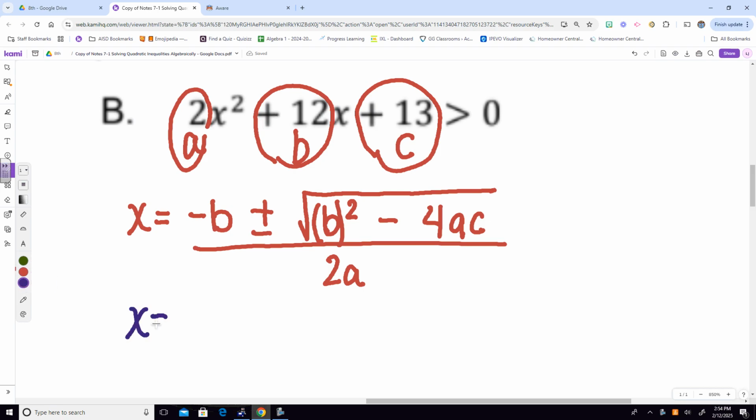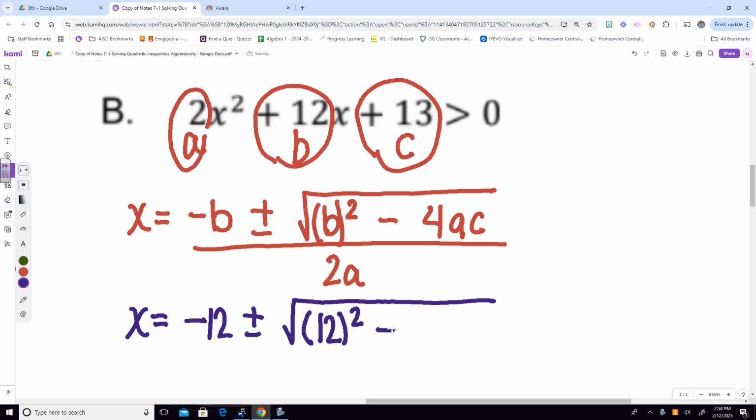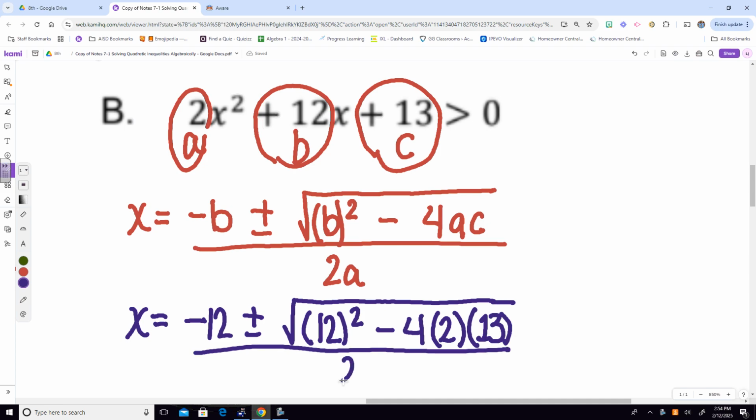What's the opposite of B? Negative 12 plus minus square root of B squared, which would be 12 squared, minus 4 times A. What's A? 2 times C, which is 13. All of it divided by 2 times A, which is 2.